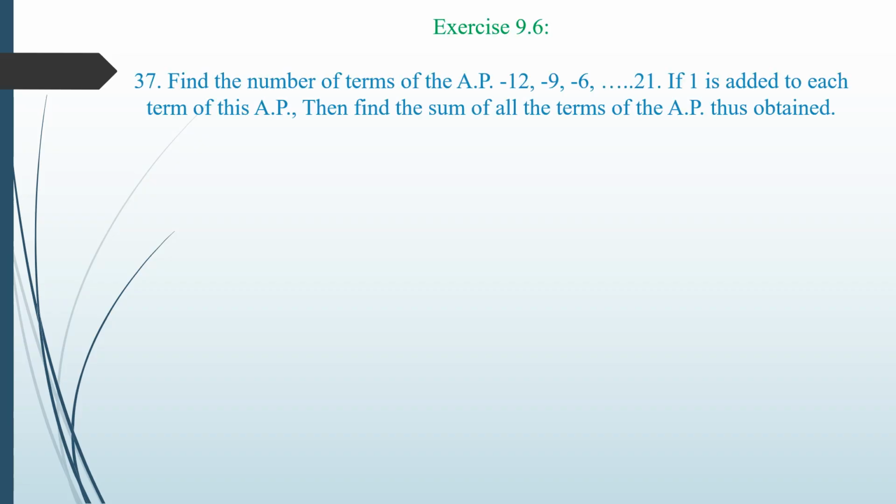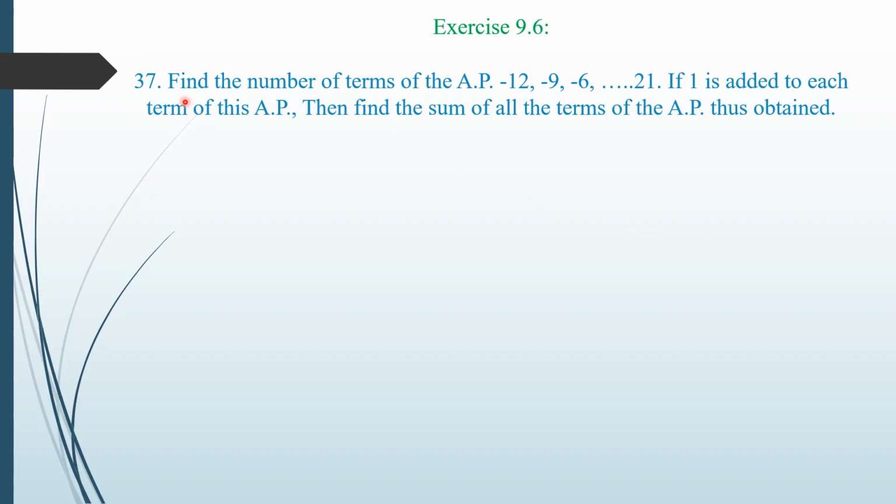Next question is question number 37, which says find the number of terms of the AP minus 12, minus 9, minus 6, and so on up to 21. Then if 1 is added to each term of this AP, then find the sum of all the terms of the AP thus obtained.